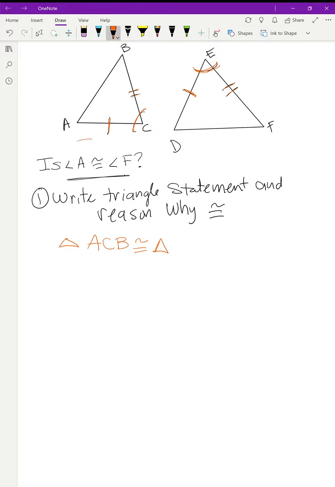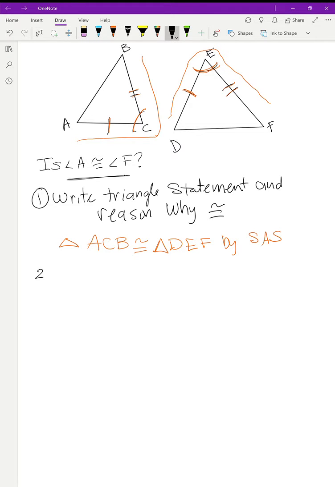I started over here at A, I went along the side with 1 mark, around the angle given, and to the 2 marks. So on the other triangle, I need to do the same thing. Start over here along the 1 marked side, around the angle, and over the 2. So my triangle would be DEF. The order does matter. It is important. If you get the order wrong, you get the question wrong. And this is congruent by side, angle, side.